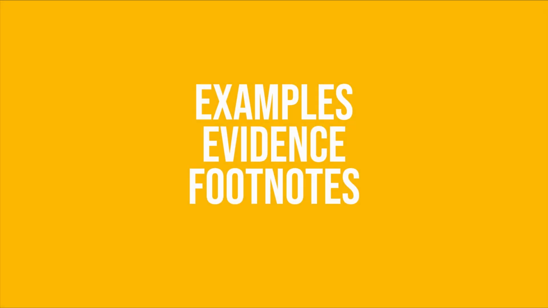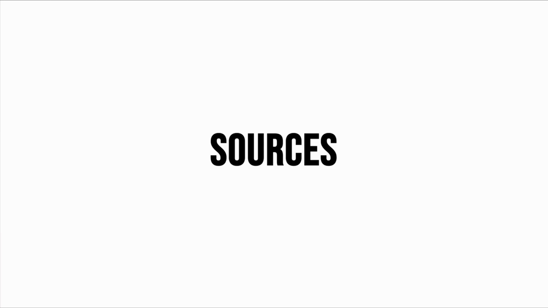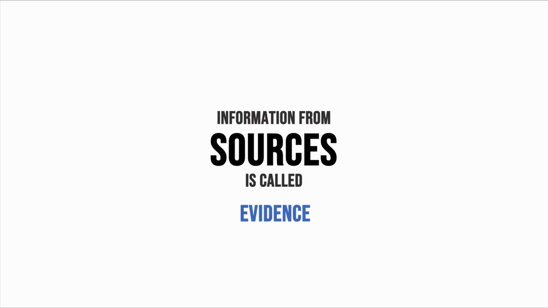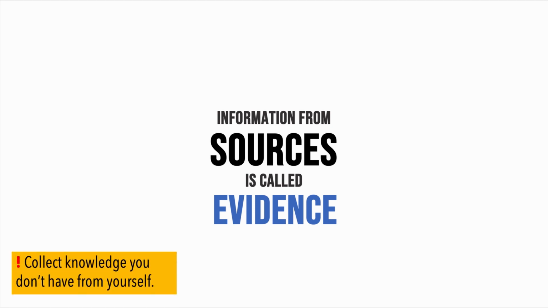When writing an essay, you're always looking for information online or in books. Places where you can get information are called sources, bronnen in Dutch. Information from sources is called evidence, bewijs. For example, you might want to know how much one tulip could cost during the tulip mania. You don't know this yourself because you weren't alive in the 17th century. That's why you need sources, to collect information and knowledge that you don't have yourself.